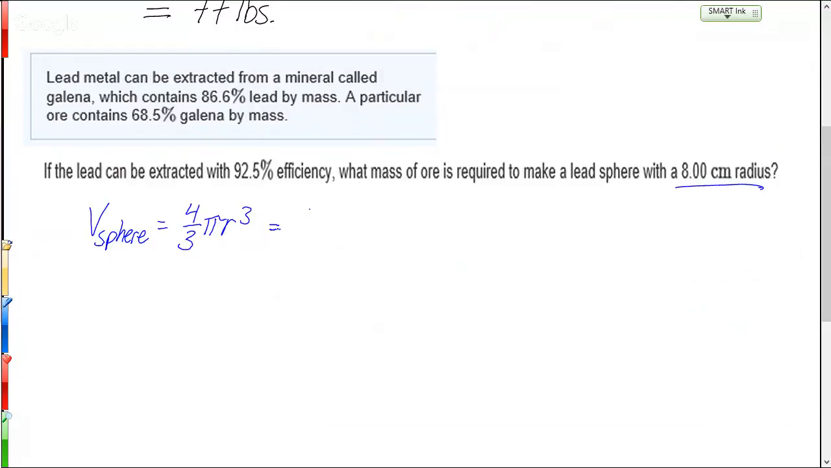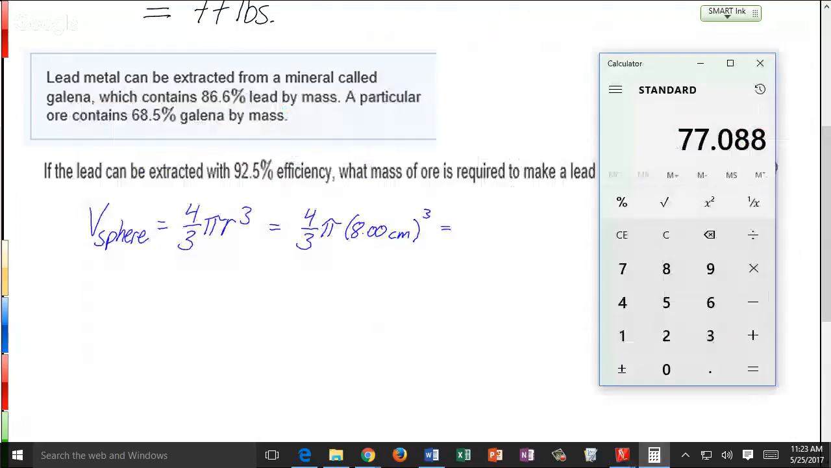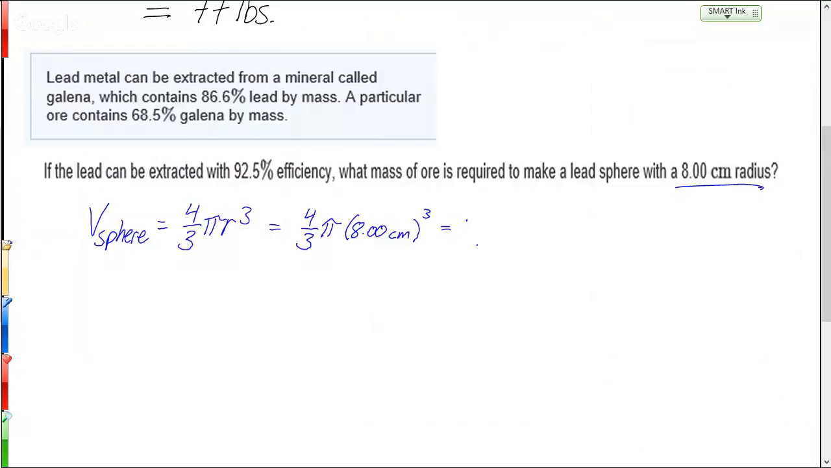So our radius is 8 centimeters. What is 8 cubed? 512, times pi, we only need 3 significant figures, times 4/3, which is 1.333. So that's going to be 2,140, or we'll say 2.14 times 10 to the third cubic centimeters. So that's going to be the volume of our lead sphere.